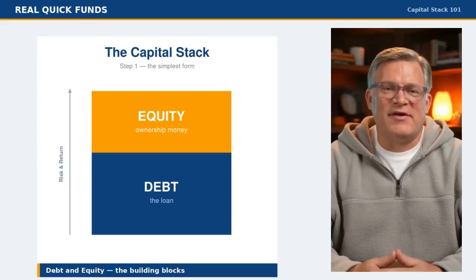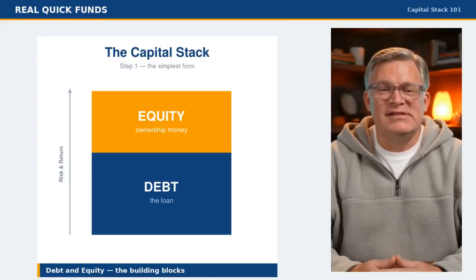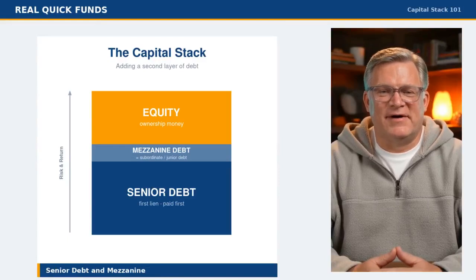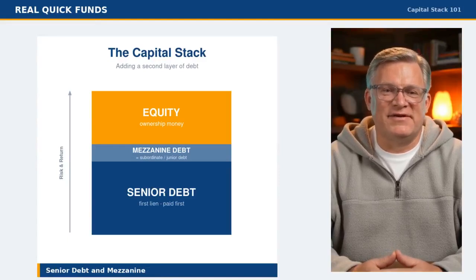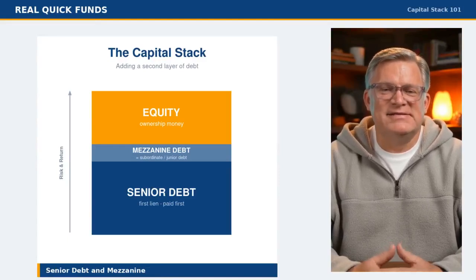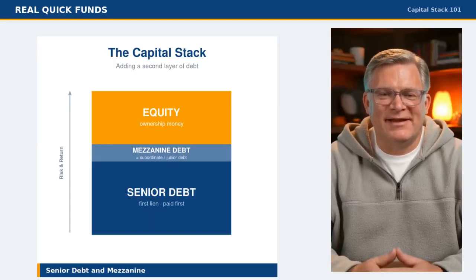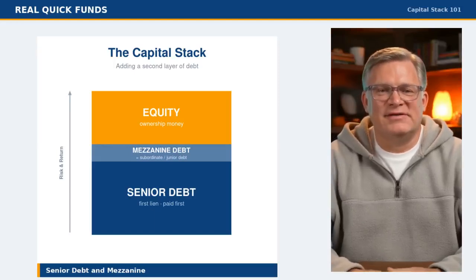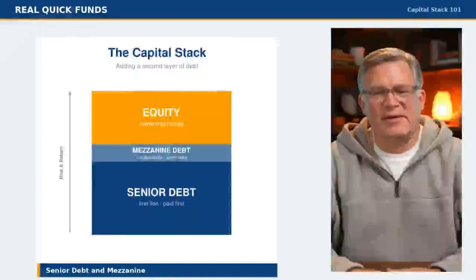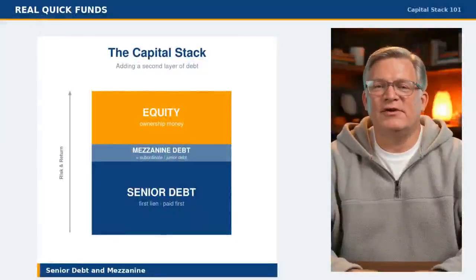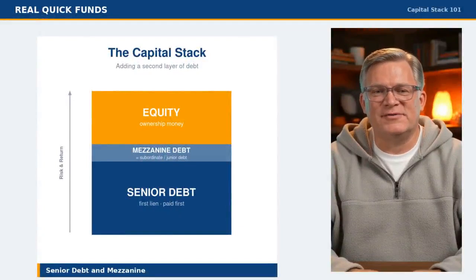Let's build it out. At the very bottom sits senior debt. This is your bank loan, the cheapest money you'll find, usually covering 60 to 75% of the deal. It's the safest position because it's first in line. If anything goes wrong, the senior lender gets paid before anyone else. They can even foreclose. Low risk, low cost, first paid.